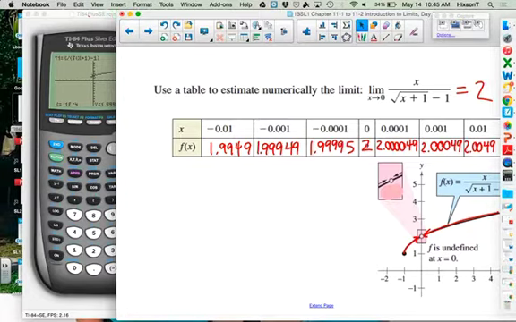Why is it 2 if the answer would be 0 for x? Well, the answer is not 0, x is approaching 0. And when x approaches 0, our y value approaches 2. So when you plug 0 into that function, you get 2? No. When you plug this into your function, you get 0 over the square root of 1 minus 1, which is 0 over 0. And we'll talk about that later. It's called an indeterminate form.